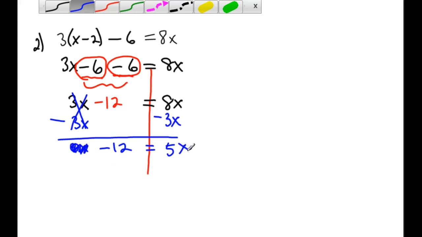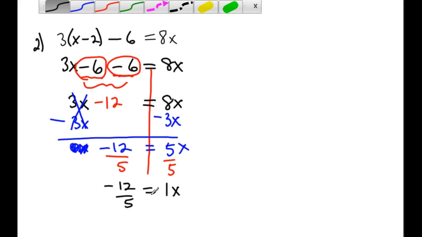So now I've got 5x's on one side. I got regular numbers on the other side. That's what I want, so that now I can divide by the number in front of x. Divide. Remember, division, anything over itself is equal to 1. So this is a 1x. That's your goal, is find out how much 1x is worth.